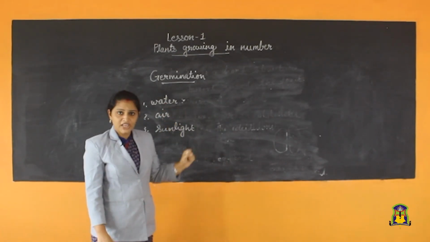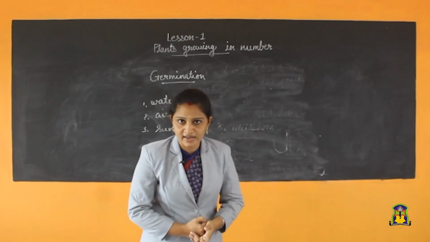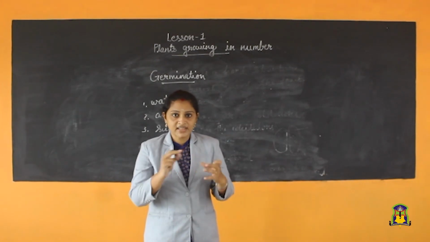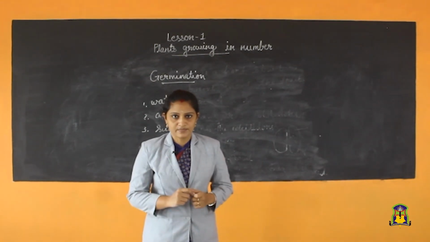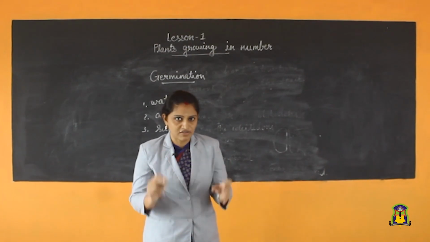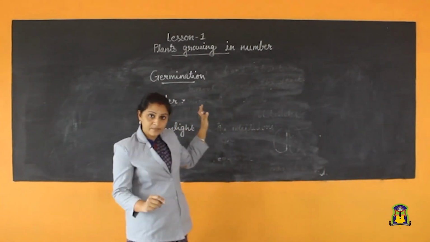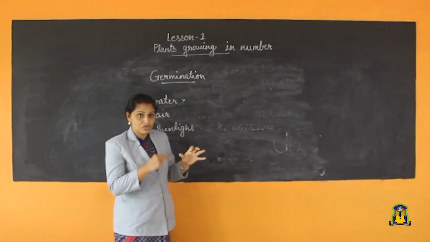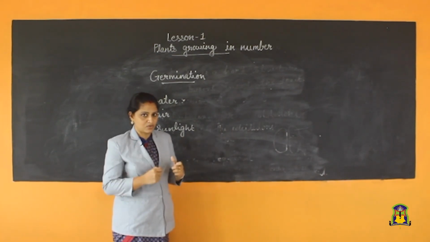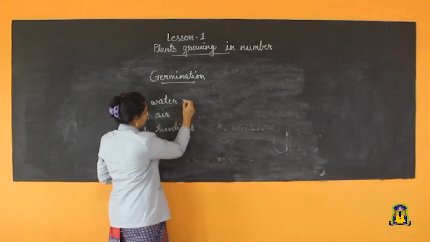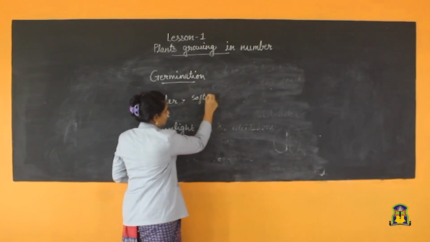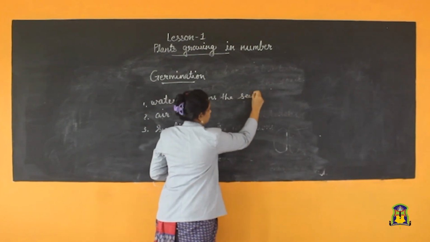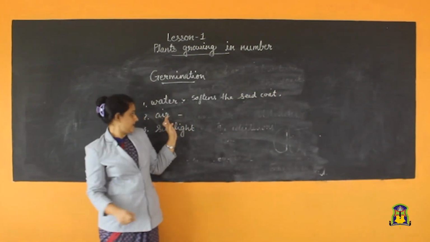Do you know? If we sow the seeds in a moist soil, that seed gets water. That water softens the seed coat. Okay. That seed coat is a thick covering. So, this water softens the seed coat. Then it helps the embryo to come out easily. Its main function is to soften the seed coat.